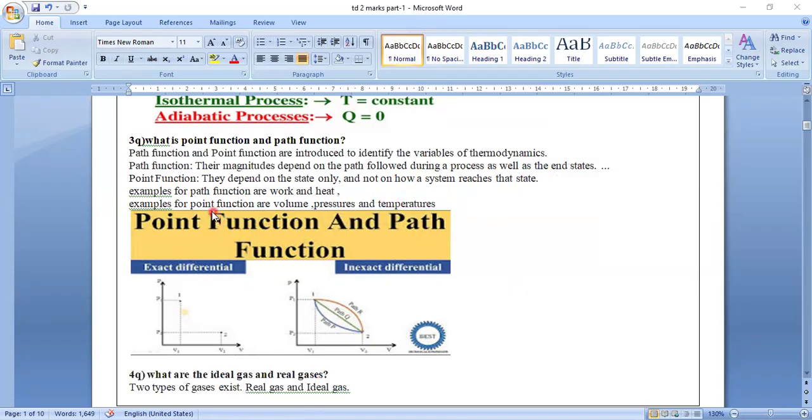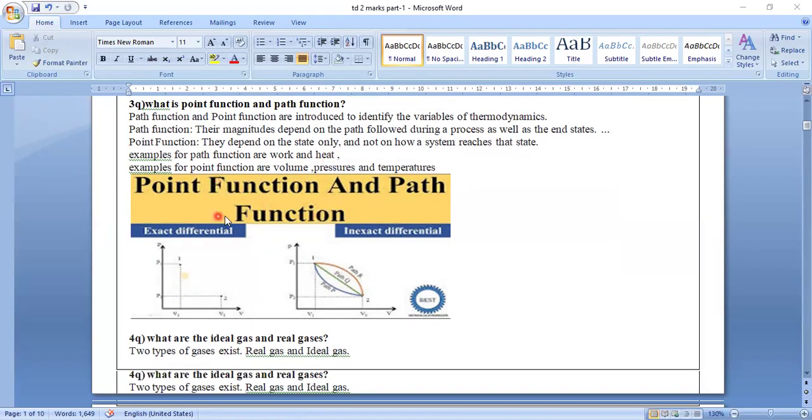The examples for the path function are work and heat. They definitely follow a path. They do not follow any point function. They are having a path because work is represented by W1 and W2, and heat is represented by Q1 and Q2. This is a very important point you have to remember from your subject point of view. Examples for point function are pressure, temperature, and volume. They are variables. Some volume will be there, some temperature will be there, some pressure will be there.